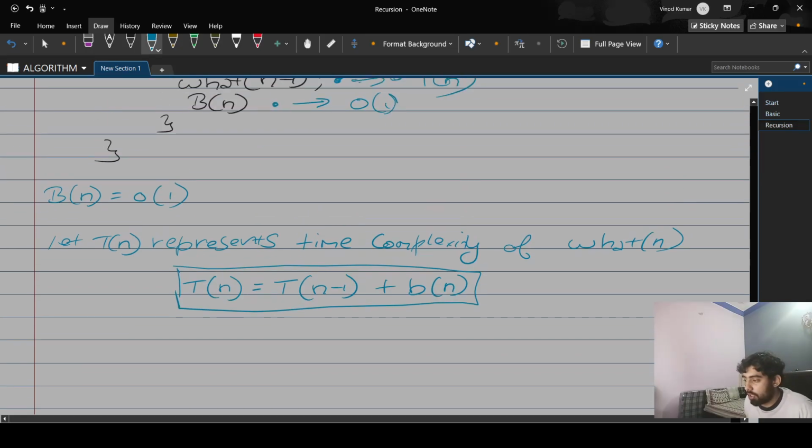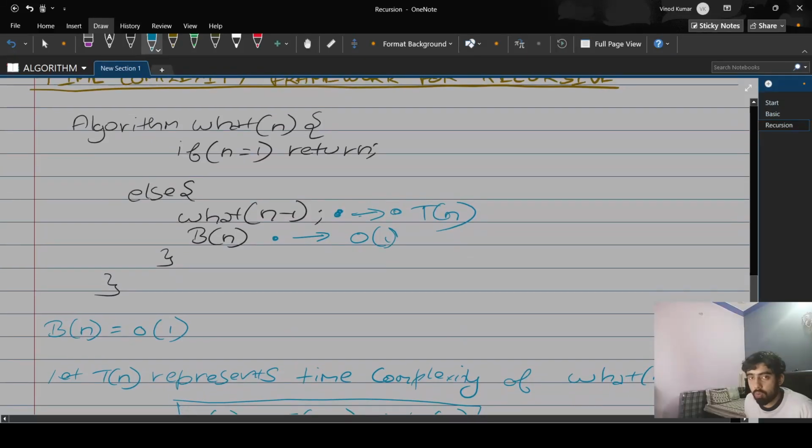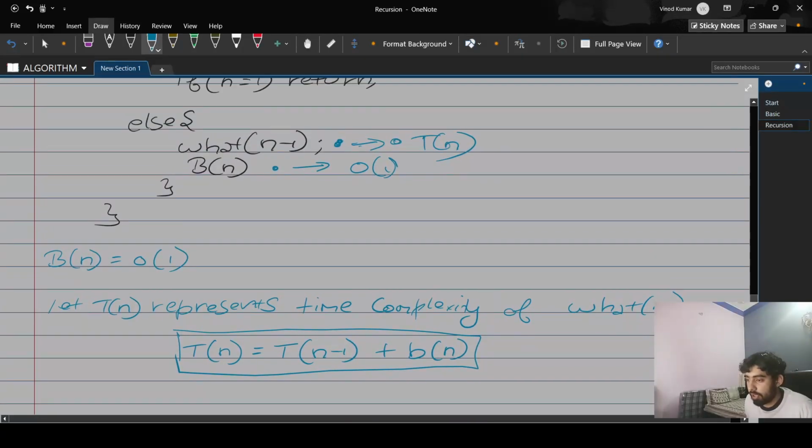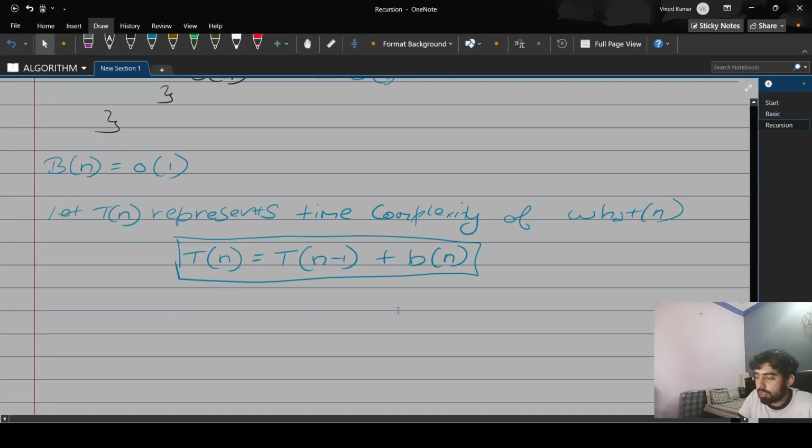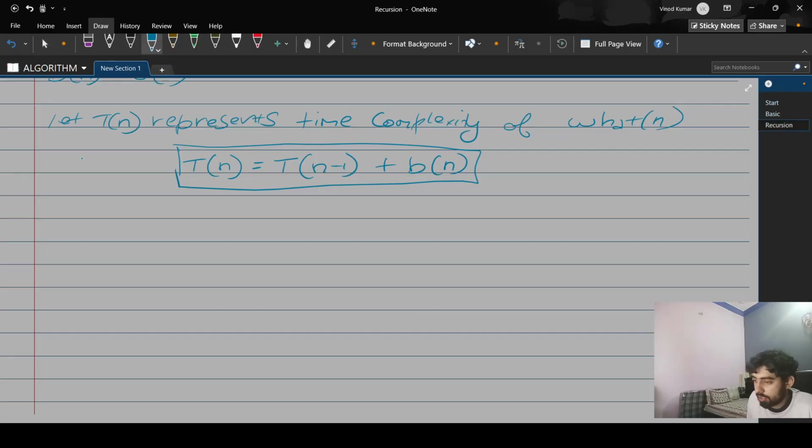T of n is the time complexity of what? And n minus 1 is the function that we are using, b of 1 is the constant. So to solve this question, let me write this once again. T of n is equal to T of n minus 1 plus b of n. Now, from this, let's take T of n minus 1 and we will put n minus 1 here also. And instead of n, we are keeping n is equal to n minus 1.